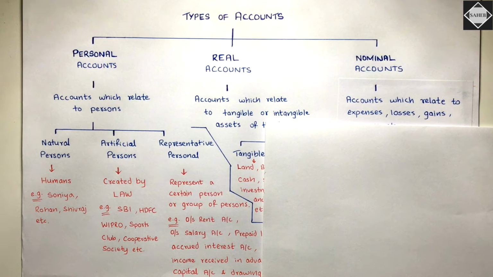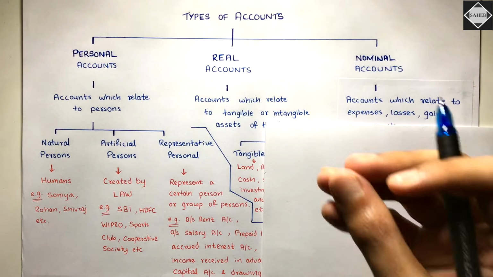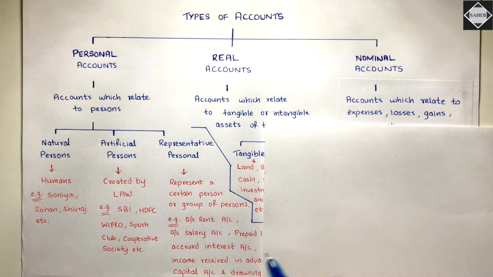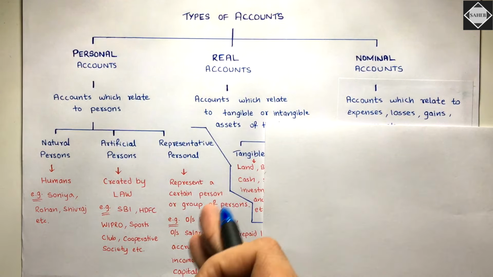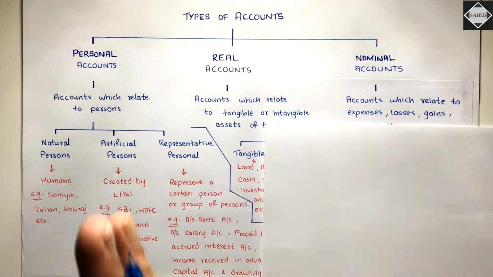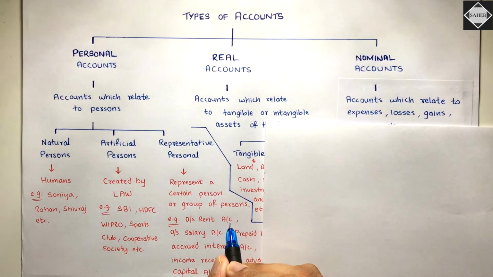Is that clear? Let's just say you have a flat and you haven't paid the rent. Let's just say you haven't paid the rent of your office, so it's payable to your landlord, right? Instead of taking the landlord's name, you are taking the rent outstanding account. You haven't paid the rent. Rent has become payable. You have to pay at the end of the month. You haven't paid it, but still you have to record it according to your accrual concept. So you will use the account called outstanding rent account, right?